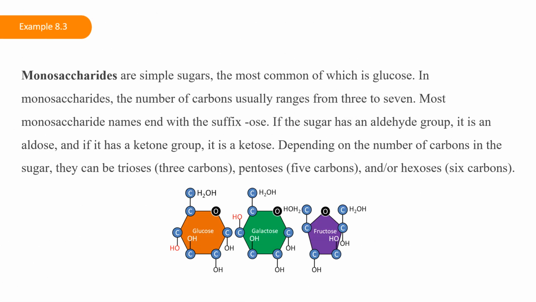Monosaccharides are simple sugars, the most common of which is glucose. In monosaccharides, the number of carbons usually ranges from 3 to 7. Most monosaccharide names end with the suffix -ose. If the sugar has an aldehyde group, it is an aldose, and if it has a ketone group, it is a ketose. Depending on the number of carbons in the sugar, they can be trioses, 3 carbons, pentoses, 5 carbons, and/or hexoses, 6 carbons.